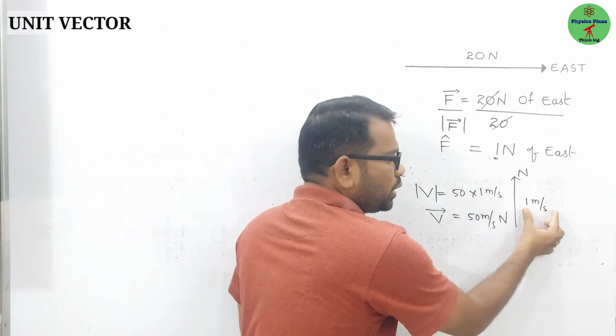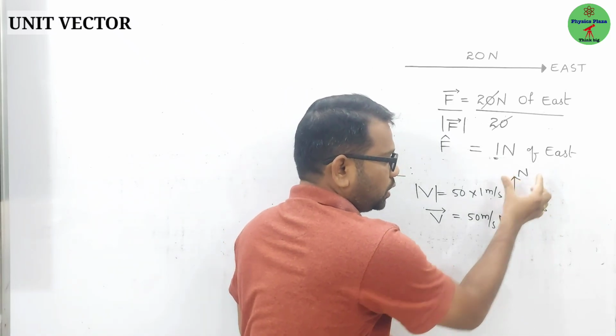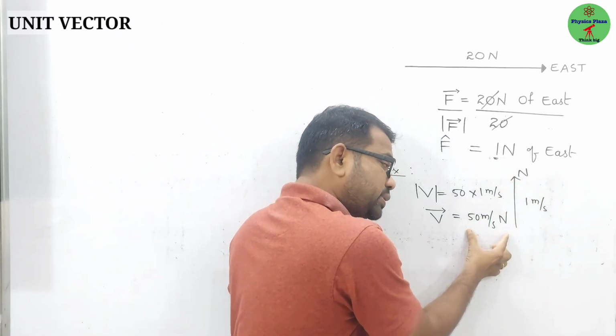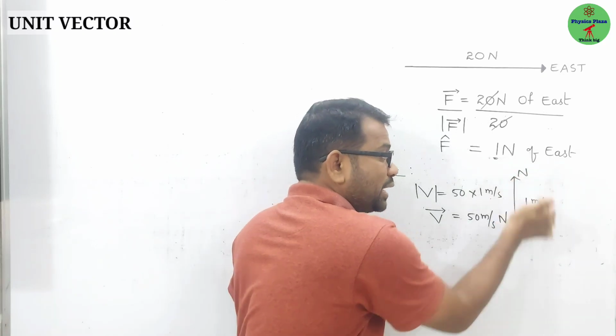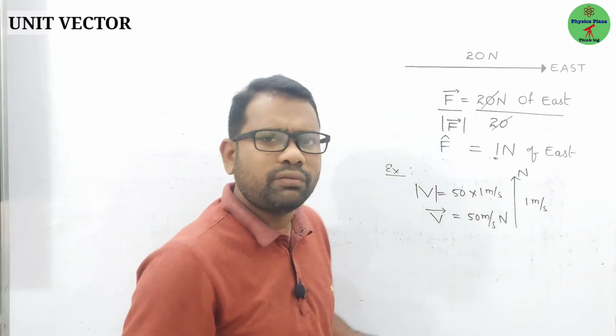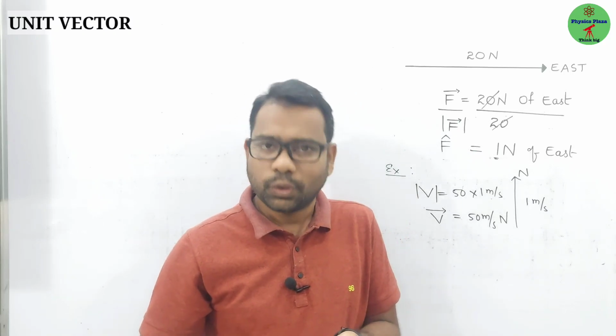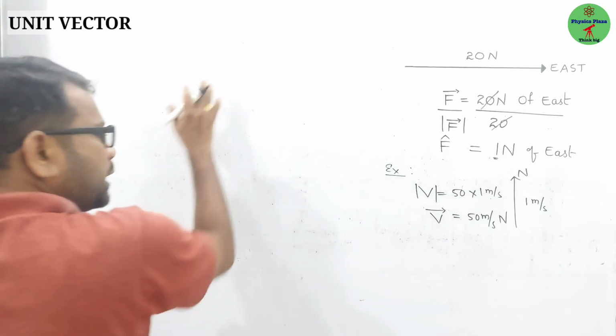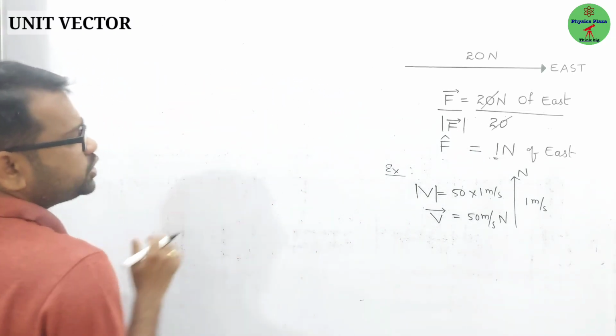So here it is a 1 meter per second velocity towards the north. Now this is 50 meter per second towards the north only. We got it in the same direction, but the magnitude is increased by 50 times. Why? Because we multiplied with it. Okay, fine. Now let us see a representation in a general case.